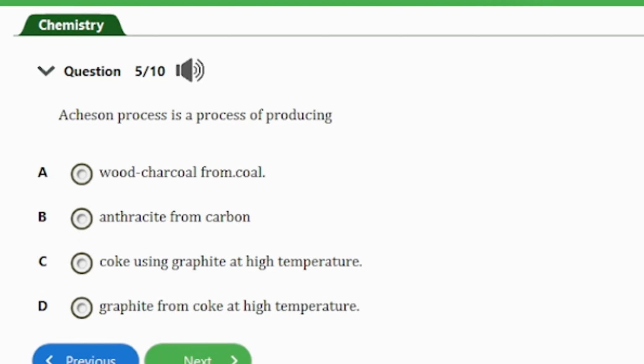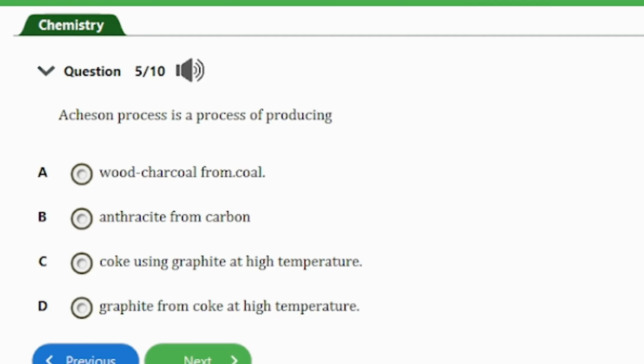Question number 5 here. It says, Acheson process is a process of producing A. Wood charcoal from coal. B. Anthracite from carbon. C. Coke using graphite at high temperature. D. Graphite from coke at high temperature. So guys, the answer to this question is option D.